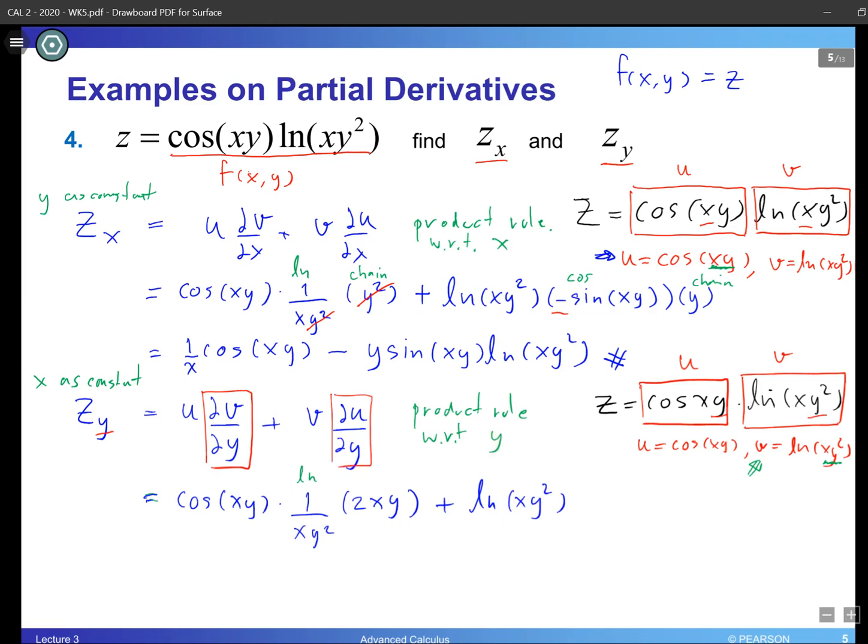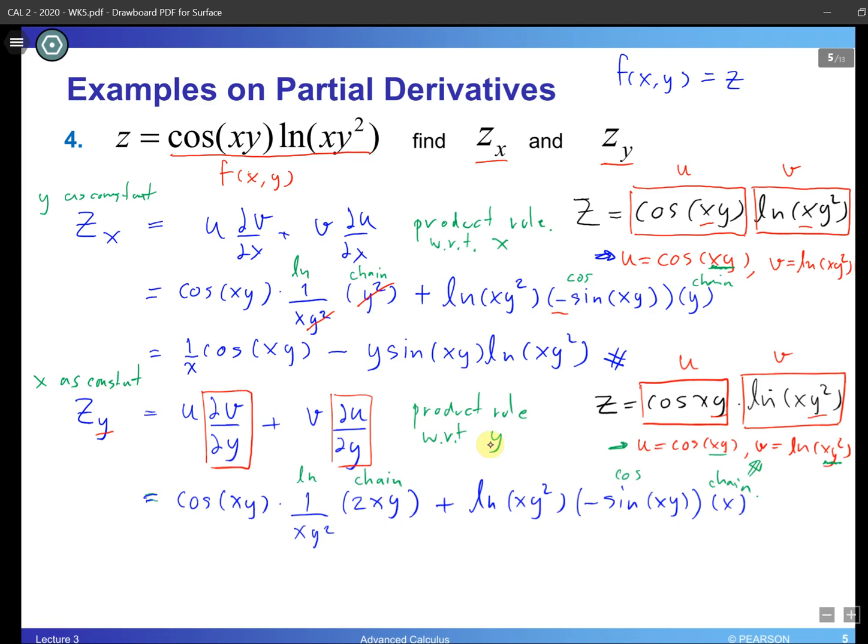Alright, so I'm going to look at this and diff this with respect to y. Of course, I need to diff cosine first. It's going to come out to be minus sine xy, just like before. And then I need to diff the inside with respect to y, and that's how I get x out of that. Now let's make a note along the way that this came from chain, this came from cosine, and this came from chain.